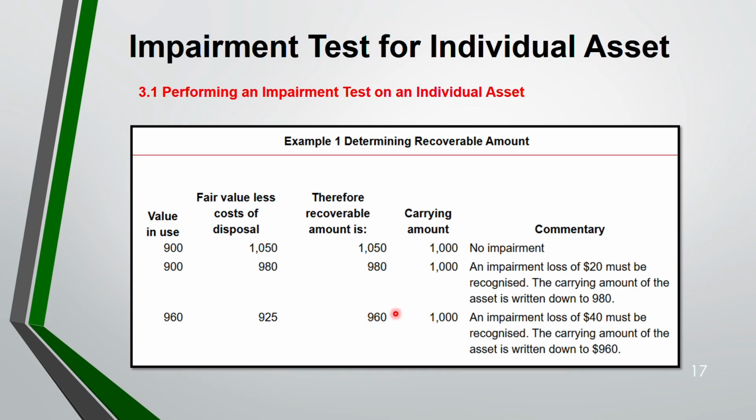First stage is that. Second stage, compare this with the carrying amount. You see, in the first one, carrying amount is less than the recoverable amount, so no impairment. In the second, there is an impairment because recoverable is less than carrying. The difference, 20, is the impairment loss, and so your carrying amount you will reduce to 980. That's what has been written in the commentary section. Third one, the difference is 40. So impairment loss is 40, and you will write down your asset to 960.